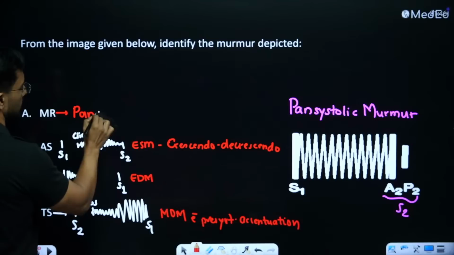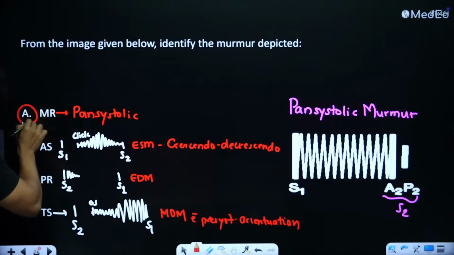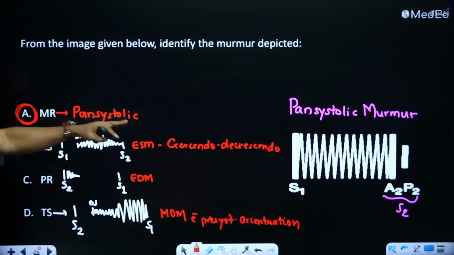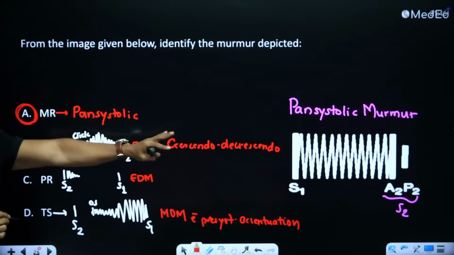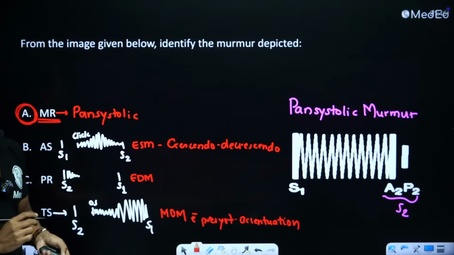So what should be our answer here? We are getting this pansystolic murmur in MR or TR. So from the image given below, it is called a phonocardiogram. My diagnosis is going to be mitral regurgitation, MR.